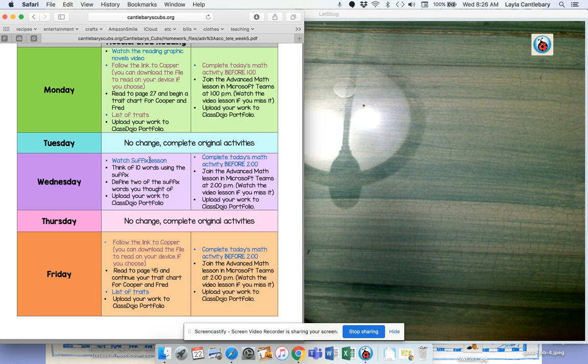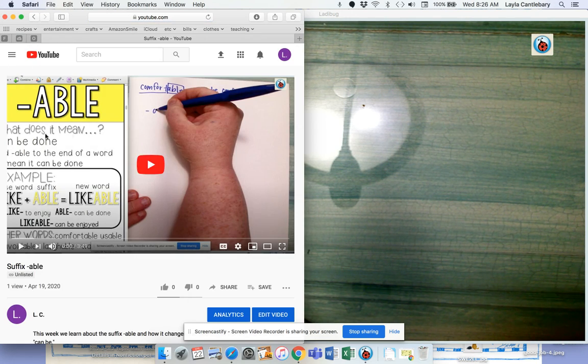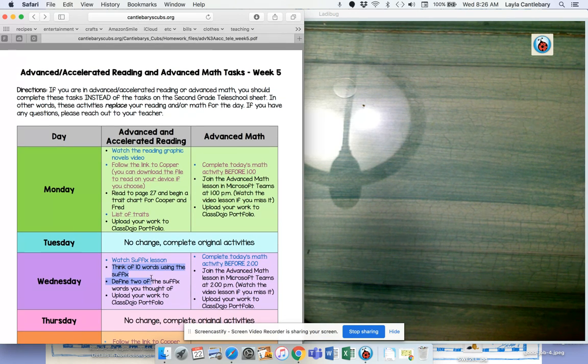They should click on this button and watch Miss Candleberry's suffix lesson. You can see the suffix this week as ABLE. And the video takes you through the work that you will do. I don't feel like I need to show you now, because if I show you now, then there's really almost no point, very little point in you reading it. But you're going to think of 10 words using the suffix. So you're going to get a paper, and you're going to think of 10 words that use the suffix. You can use the words in the video if you like.